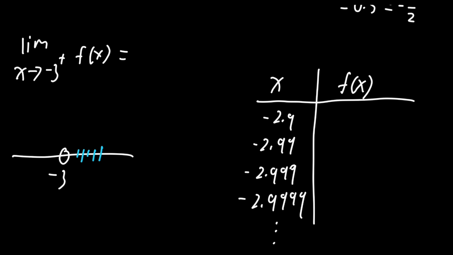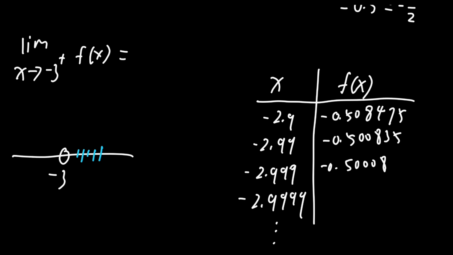For the function, same thing: you put the x value back into the function, and by using a calculator you can figure out the corresponding y value. So in this case, negative 0.508475. Here's another value. And here's the last one.